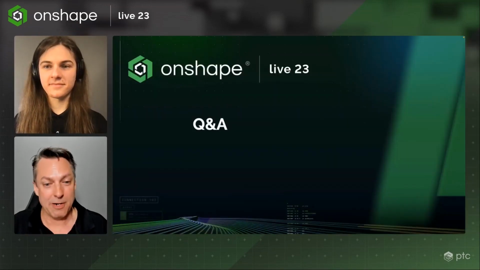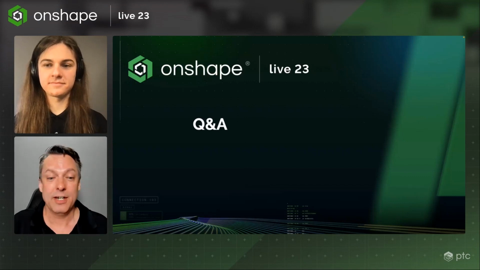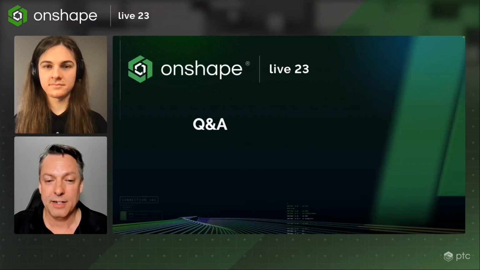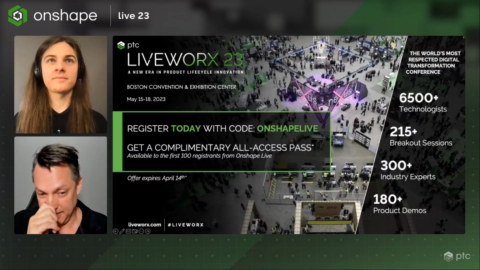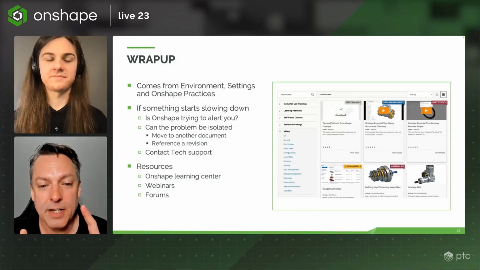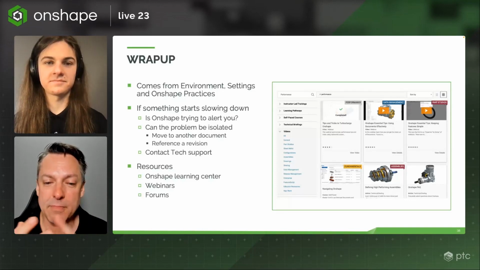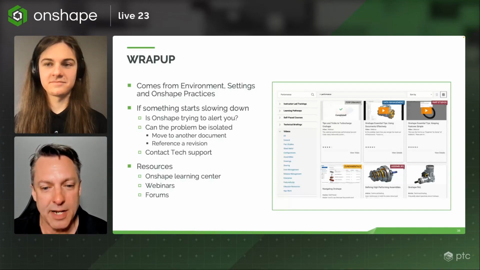So we ran through this very quickly. It's a very short presentation. There are a number of resources. Honest, could you go back one slide, please? Yes, absolutely. A number of resources. So the performance comes from the environmental settings. If the performance suffers, there are a number of tools available within Onshape to help you diagnose the problem.